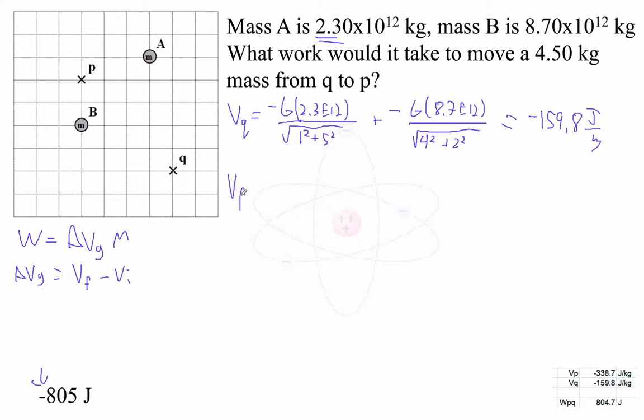Now let's figure it out at P. It's going to be minus G times 2.3 E12 over the square root. Let's see, okay, at P. How far are we from B? Oh, sorry, how far are we from A? We are 1, 2, 3, and 1. 3 squared plus 1. So the voltage at P due to A is this. Is that right? 3 over 1, 2, 3, 1. Okay, this is good. And then plus negative G times 8.7 E12 over, and then the voltage due to B at P, the distance is just 2. Right? Okay, I love that.